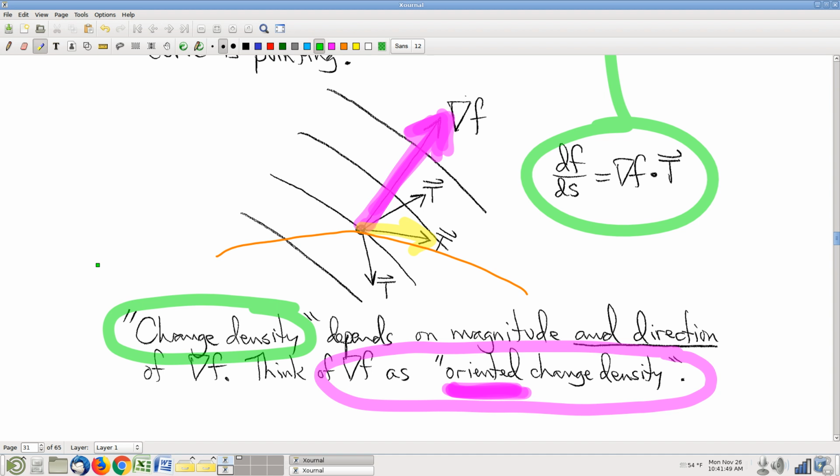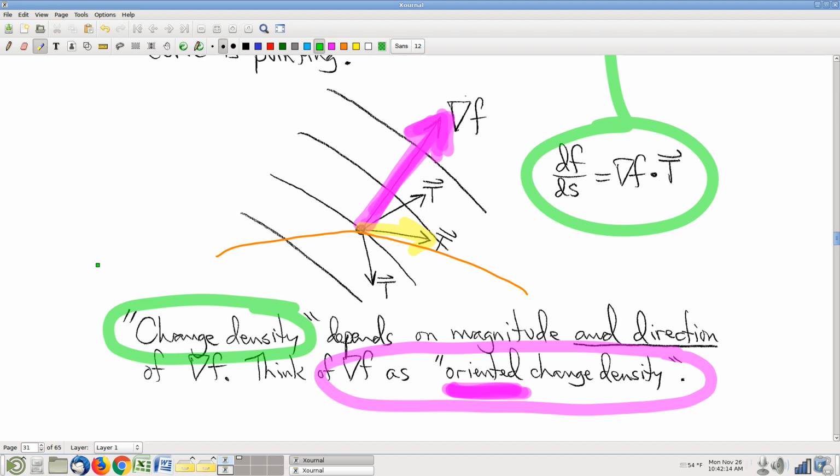How much change density do you have at that particular point? You look at the gradient vector and it says, well, the function's changing that way. I'm not going that way. I'm going this other way. How much change per unit distance is happening in the direction I'm going? It depends on the direction you're going. It depends on the orientation of that piece of curve.